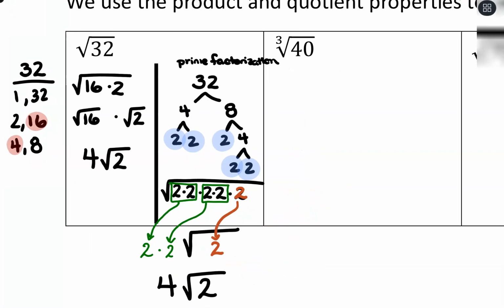So they get you to the same spot. It just depends on which method you like better. Listing factors can go fast, but sometimes if I can't quite see what the nice perfect square is, prime factorization always works.